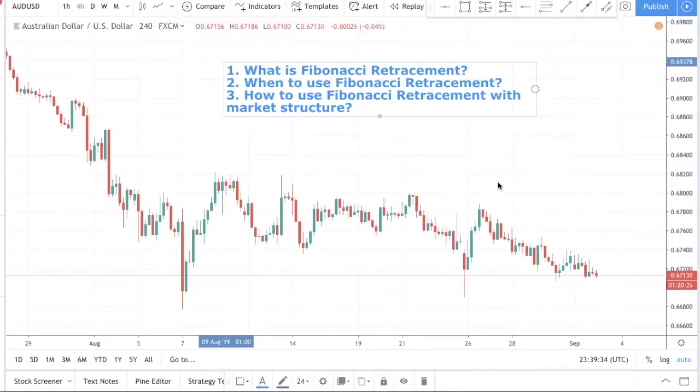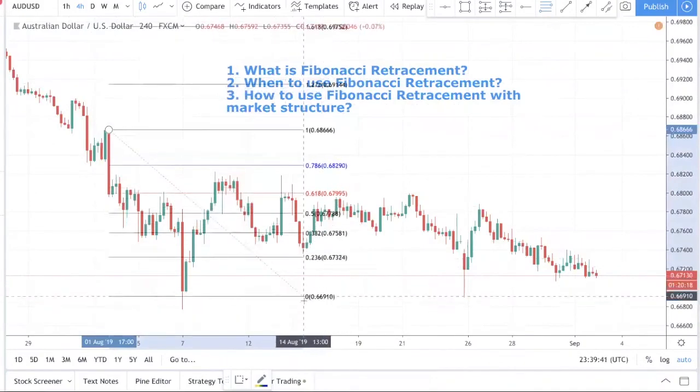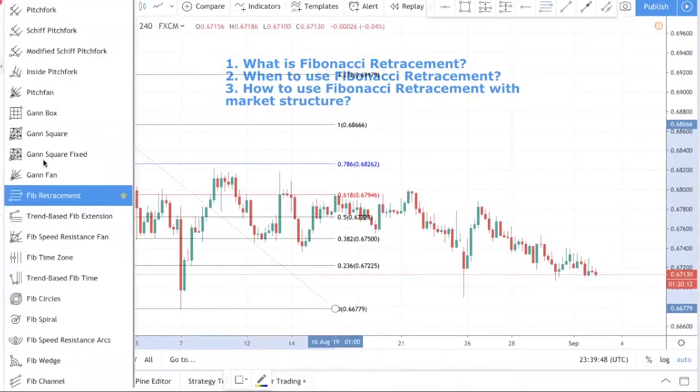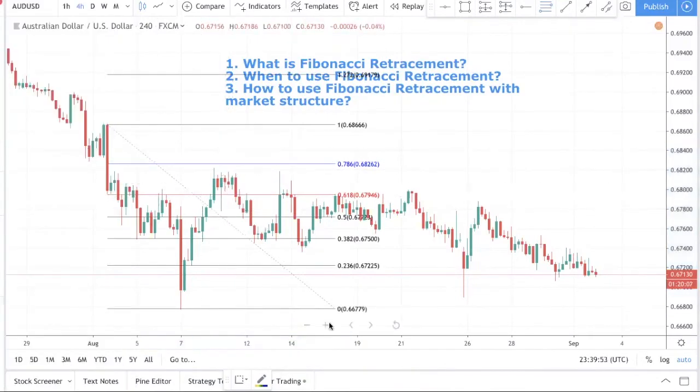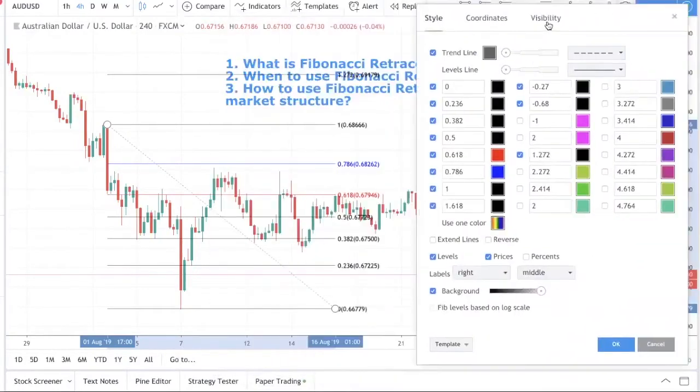Okay, so what is Fibonacci retracement? For those of you who are new, Fibonacci retracement looks something like this. If you're using TradingView, the way to access it is to click here, or rather, click this and Fibonacci retracement. Just a moment. Okay, so you'll see these levels. There are many levels, but the main levels are 0.236, 0.382, 0.5, 0.618, and 0.786.